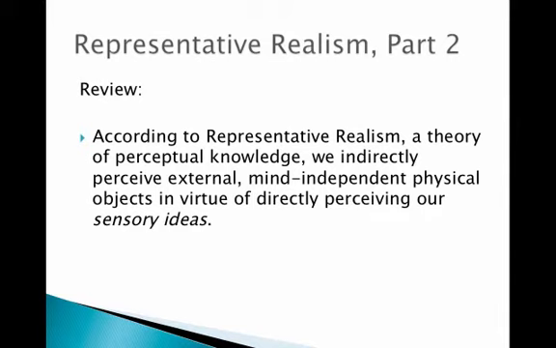Alright, we're on to part 2 of the theory of representative realism, which again is a theory of perceptual knowledge that's supposed to have significant advantages over the first theory of perceptual knowledge we looked at, direct realism. So just for review, according to representative realism, we indirectly perceive external, mind-independent physical objects in virtue of directly perceiving our sensory ideas, which are mental objects, mental thingies.